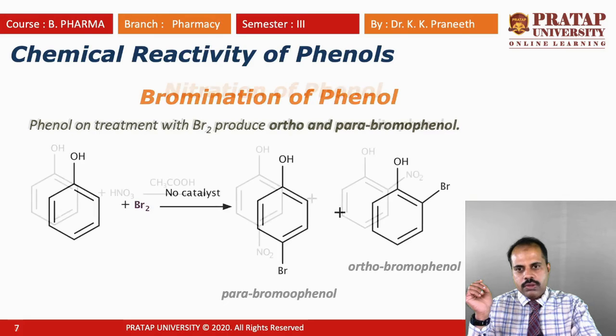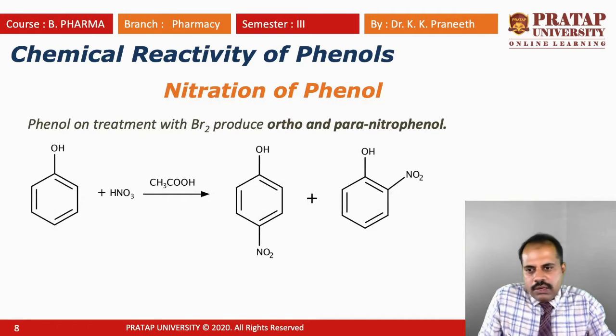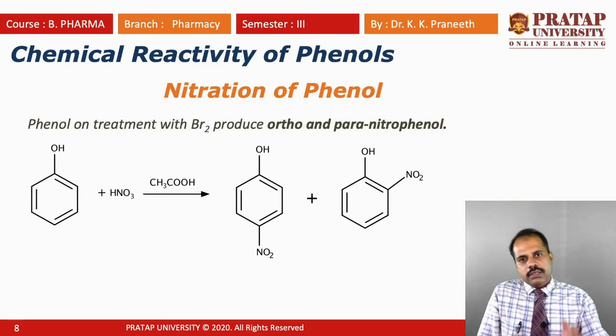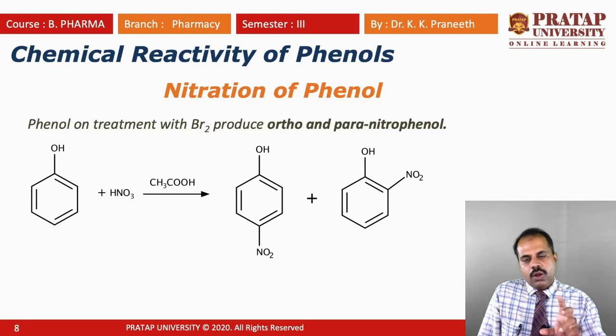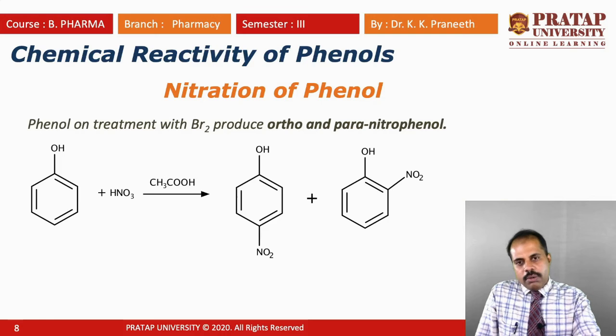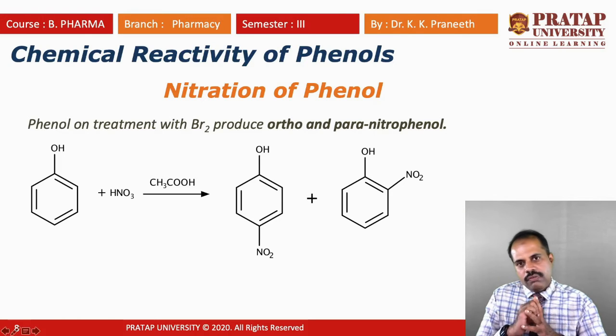Para-bromophenol, ortho-bromophenol. Similarly, in the case of nitration, again two products will form: ortho-nitrophenol and para-nitrophenol. But here you can see one more difference in the nitration of phenol compared to the nitration of benzene. In the nitration of benzene, we need to supply a very strong acid as a catalyst. Remember, in the first unit, benzene plus HNO3, we also supply sulfuric acid to get nitrobenzene.